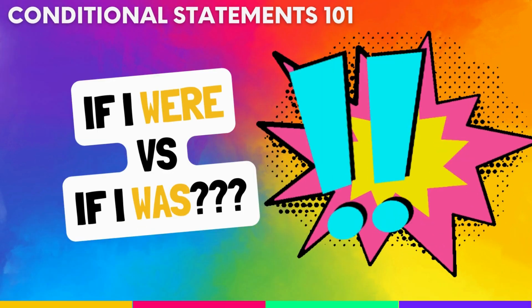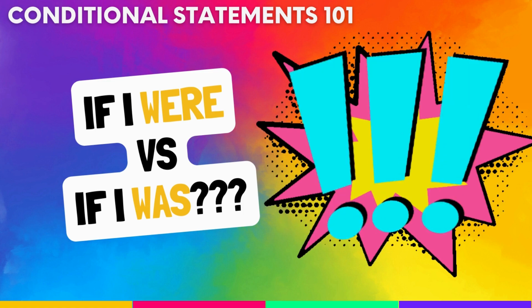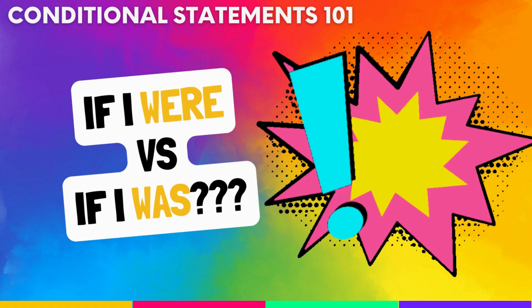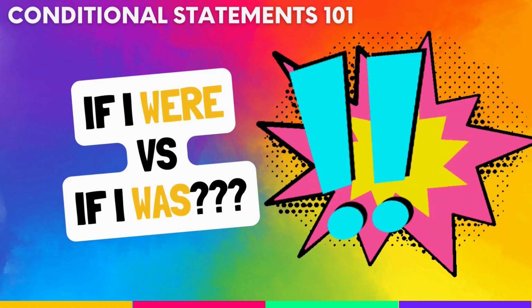Hello there. Today let's find out when to use if I was and if I were. Many people use if I was and if I were interchangeably to describe a hypothetical situation. And that confusion happens because when writing in the past tense, I was is correct, while I were is incorrect. However, when writing about non-realistic or hypothetical situations, if I were is the only correct way.